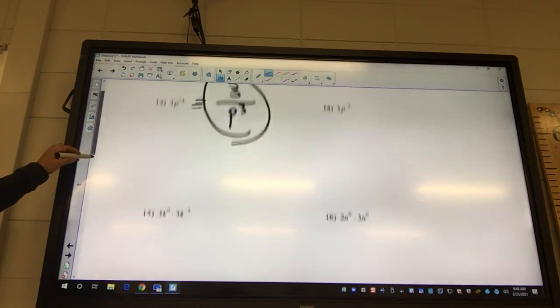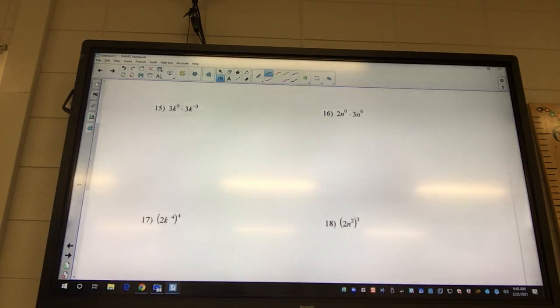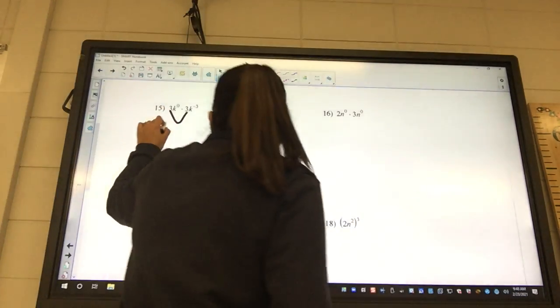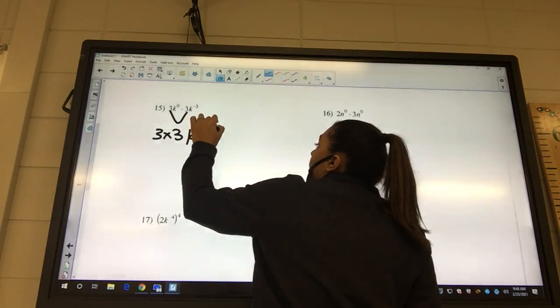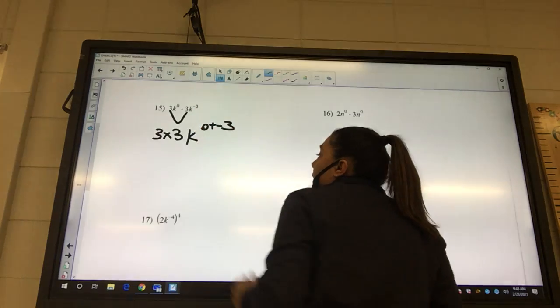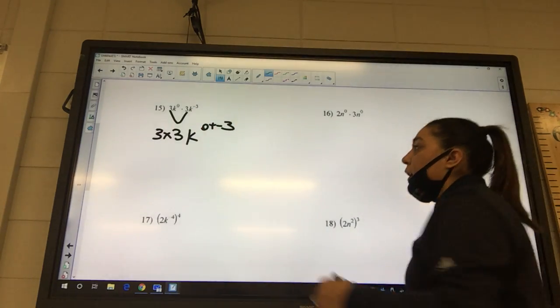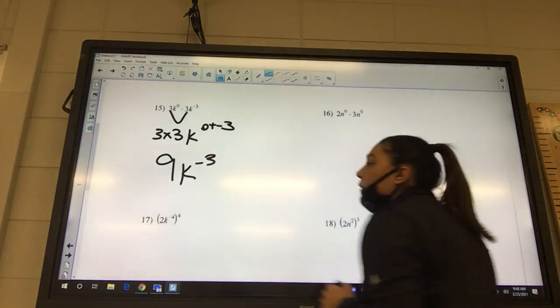Okay, 15. What type of rule is that? Product. And we need to add the exponents. You multiply the bigs, add the littles. So it's going to be 3 times 3 in the front, k to the 0 plus negative 3 for the exponents. Okay, so you're going to have 9k to the negative 3.